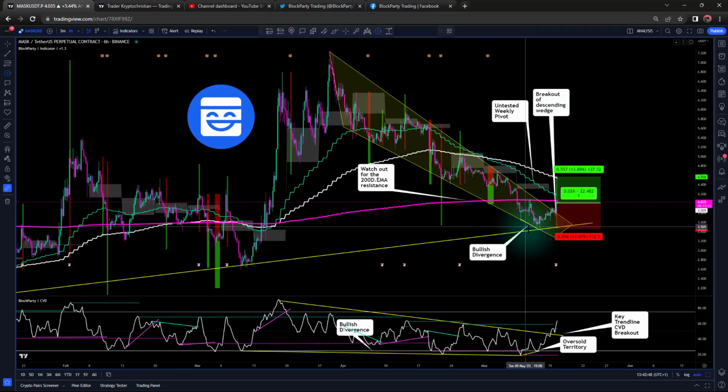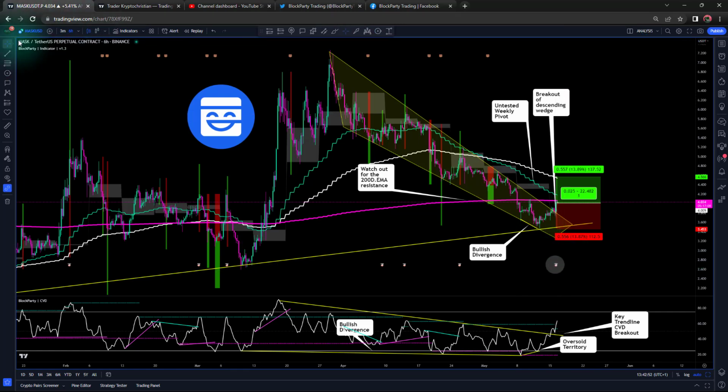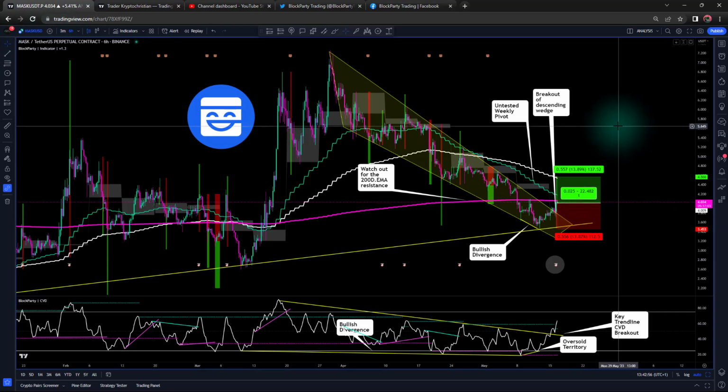Now, needless to say, we always enter these trades when we get one of our bullish signals, as you can see just here, or a bearish signal if you're in short. And this is powered by our proprietary indicator called Block Party Indicator, and you can find more information on this on blockpartytrading.com.